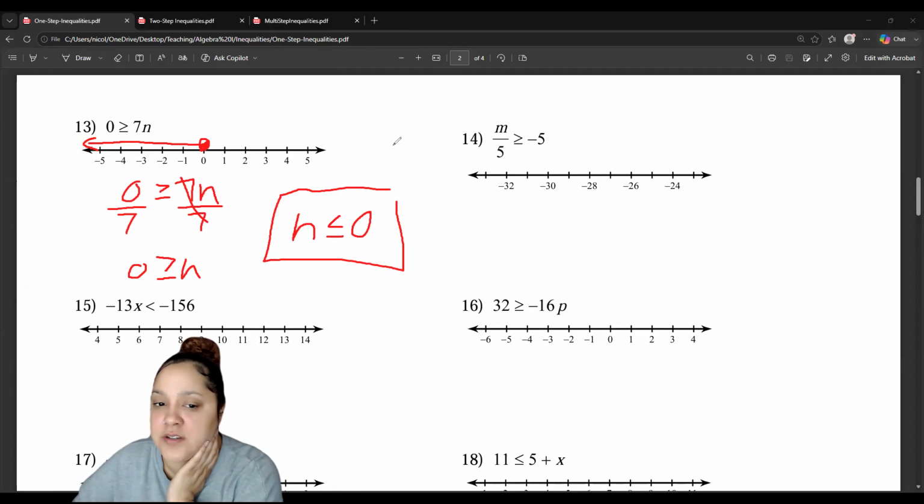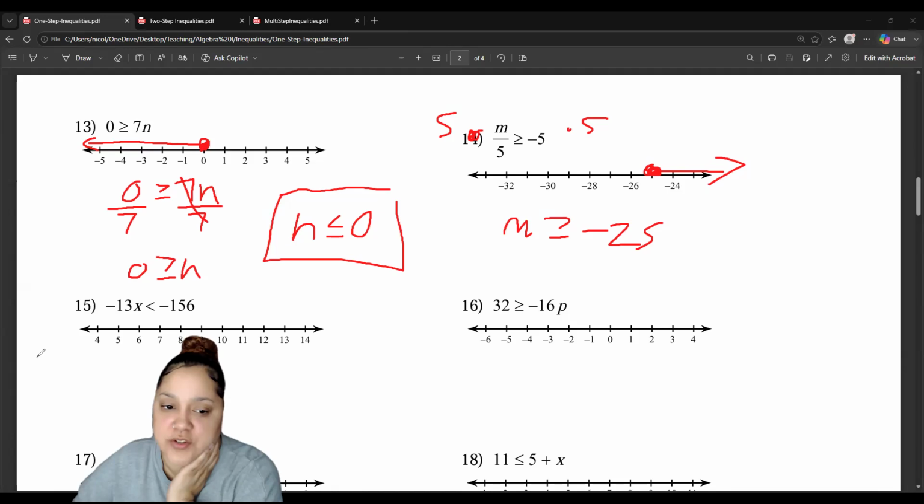And when dividing, how do you get something by itself? You multiply. So we're going to multiply both sides by 5, and we get m is greater than or equal to -25. So you're going to put a solid circle on -25 and shade to where it's greater. And that's that. Pretty simple stuff for the one-step.